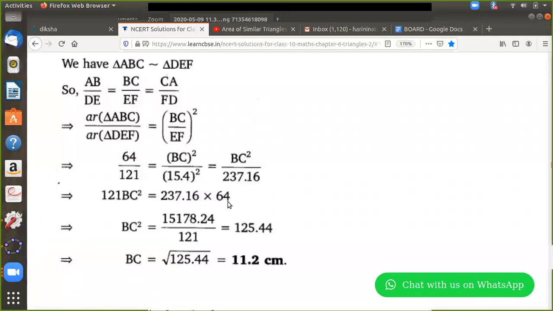64, I'm seeing it as 8 into 8. Whole divided by 121 is also a perfect square. It is 11 into 11. So when I take the square root of this whole thing, 15.4 is appearing 2 times, so only 15.4 will come out of the square root. 8 is appearing 2 times, so 8 will come out. Then 11 is appearing 2 times, so 11 will come out. So what you will have in the numerator is 15.4 into 8 whole divided by 11.